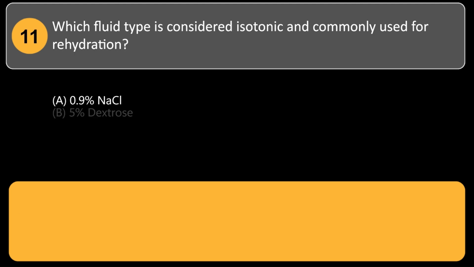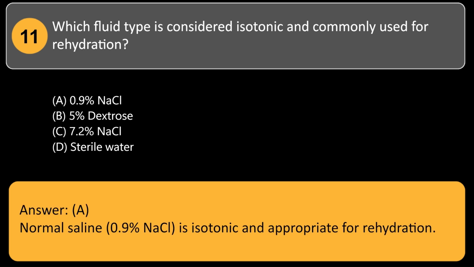Which fluid type is considered isotonic and commonly used for rehydration? A. 0.9% NaCl. B. 5% dextrose. C. 7.2% NaCl. D. Sterile water. Answer, A. Normal saline, 0.9% NaCl, is isotonic and appropriate for rehydration.